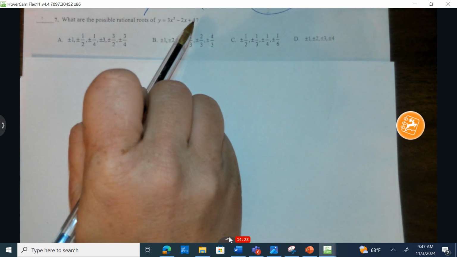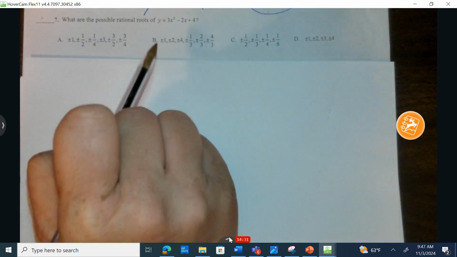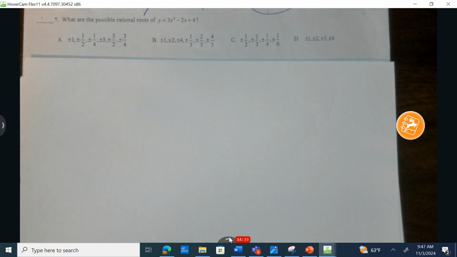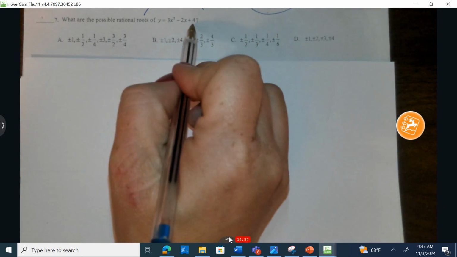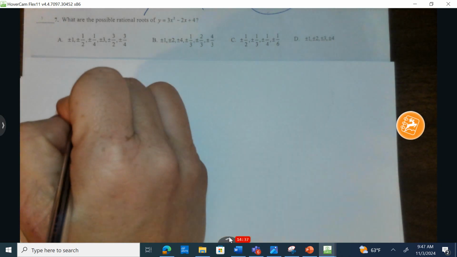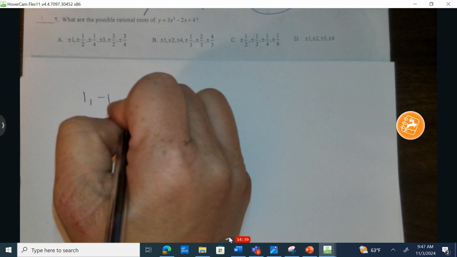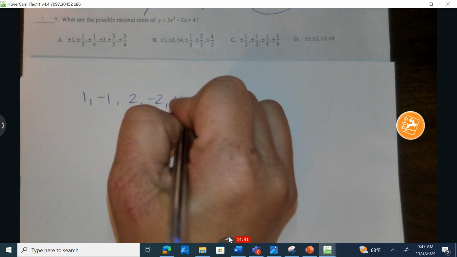Okay, what are possible rational roots of the following polynomial? So in order to achieve the possible rational roots, we're going to look at the constant, the number at the very end with no x's. In this case, it's 4. And I'm going to list all of the possible factors of 4. So 1, -1, 2, -2, 4, -4.